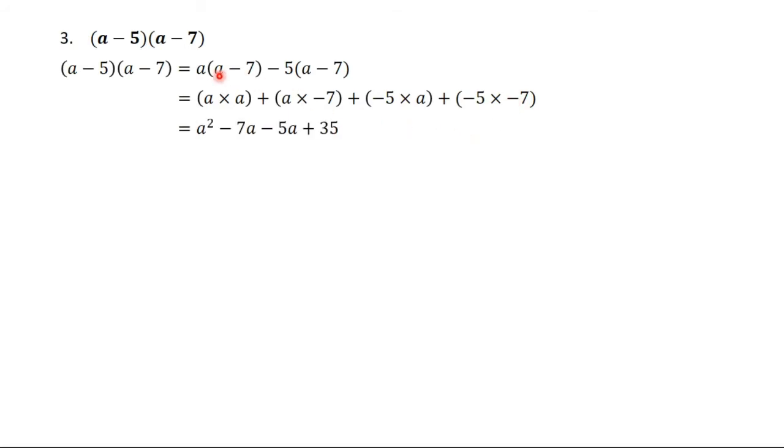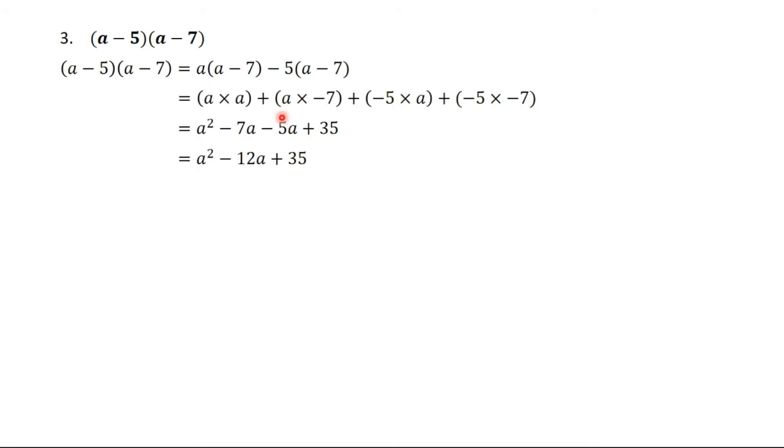Then let's continue. We know that a times a will give us a squared. A times minus 7 will give us minus 7a. Minus 5 times a is going to give us minus 5a. And minus 5 times minus 7 is going to give us 35. So from here, we proceed by simplifying further. You can see that the only like terms here are minus 7a and minus 5a. And we know that minus 7a minus 5a is going to give us minus 12a. So we are going to have a squared minus 12a plus 35.